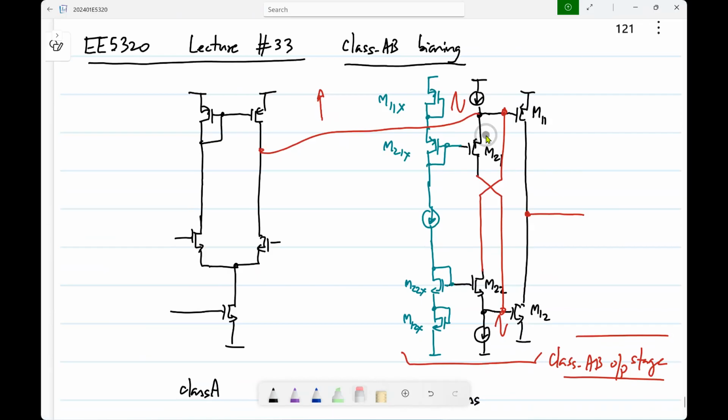Correct. So this connection is to make sure that you get infinite input resistance as well as the same signal there and there. Okay. Without that cross coupling, that won't happen.